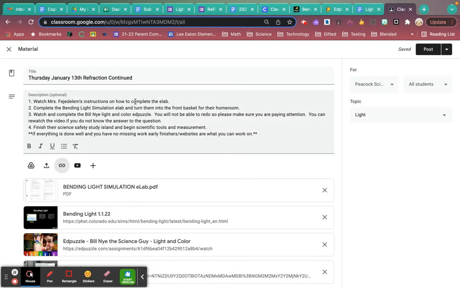You currently are watching the instructions on how to complete the elab, which I'm about to go over. You are then going to complete the bending light simulation elab and turn it into the front basket, depending on what homeroom you're in. So make sure you turn it into your correct homeroom. You then are going to watch the Bill Nye Light and Color Ed Puzzle, because the last two things about light are color and heat. So we're going to jump onto those two.